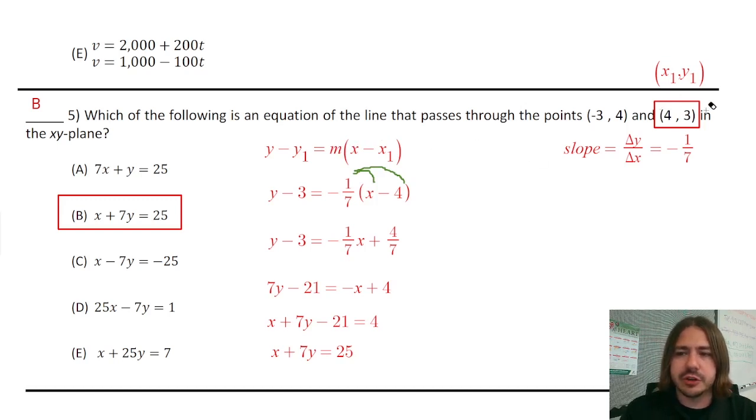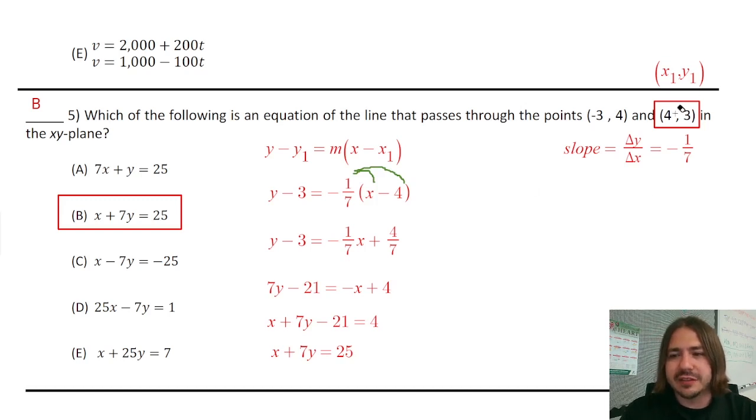So notice here I chose 4, 3 for my x1, y1, but you could just as easily choose -3, 4. And although this step is going to look a little different, you'd have y plus 4 here and x plus 3 here. Once you simplify everything and manipulate it into standard form, you'll see you get the same answer. So it doesn't really matter which point you pick. I just tend to pick the point that has fewer negatives if I have an option.